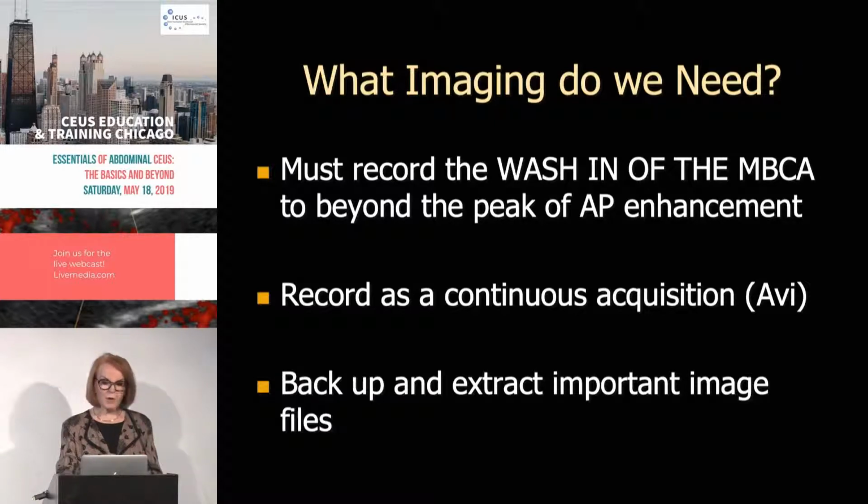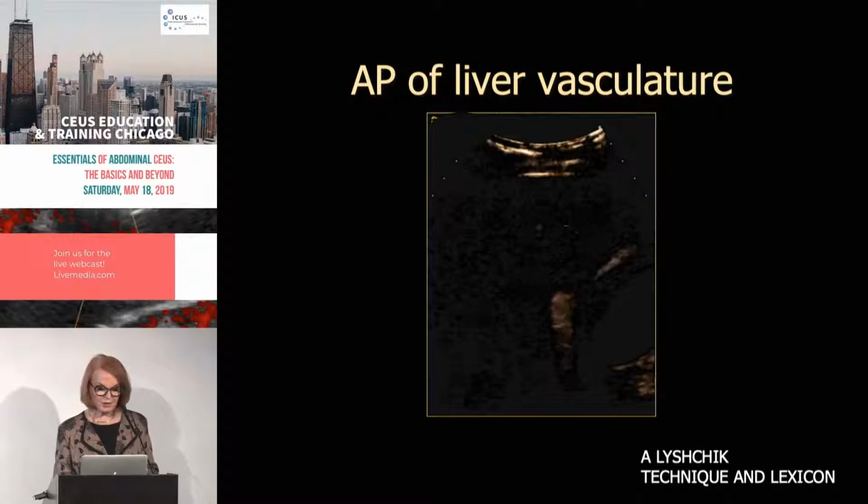So if we record a beautiful wash-in, the beautiful pictures that you're going to get of what's happening to those vessels and that tumor along that pathway, you're going to get by backing up inside that AVI clip. You know how you can do it frame by frame? You're going to look frame by frame and pick the frame that you like the best and store that as an image. And always store as a still image the peak of the arterial phase enhancement. And then you're going to do your intermittent imaging.